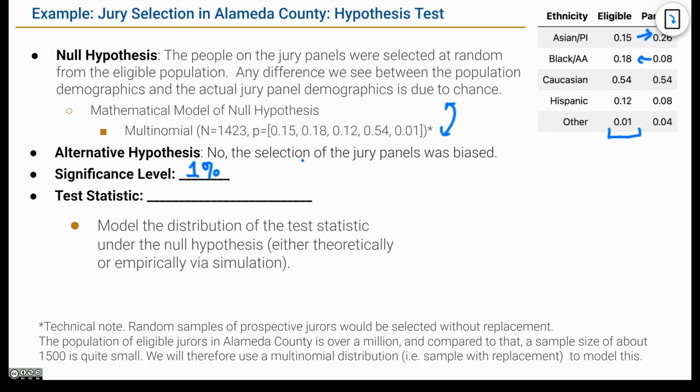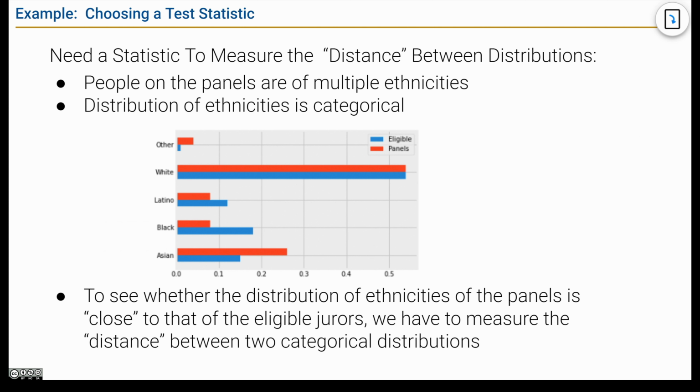So let's think about what would be a way that I could use the output from a multinomial to somehow come up with a statistic that will help me determine if these distributions are really very different, more different than we would expect just from chance. Okay, so one way you can think about it, these are the same distributions just plotted on a bar chart, is I want some way to measure the distance between these distributions. And so I want to say, like, how close are they?